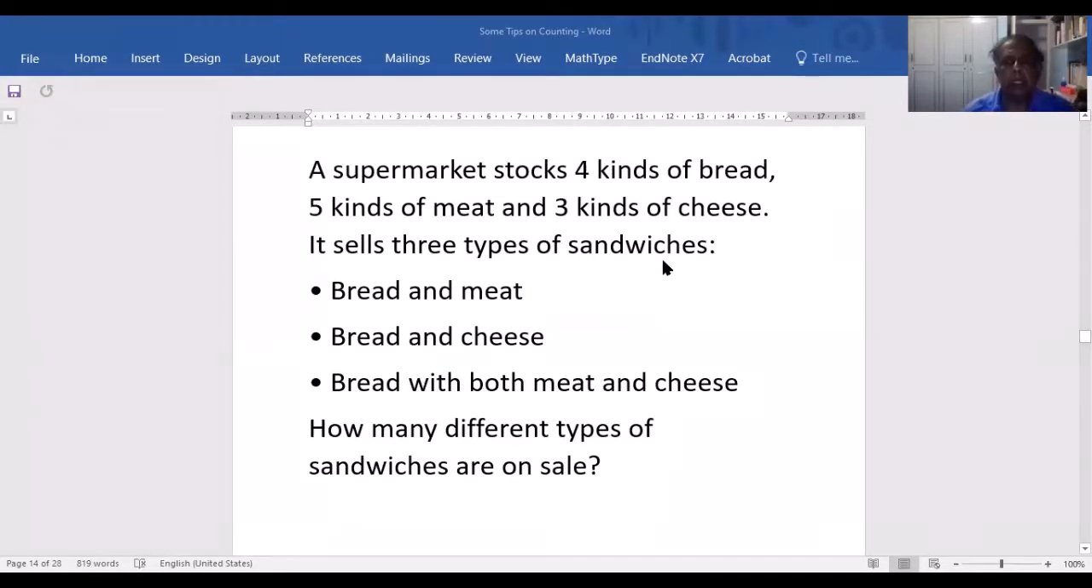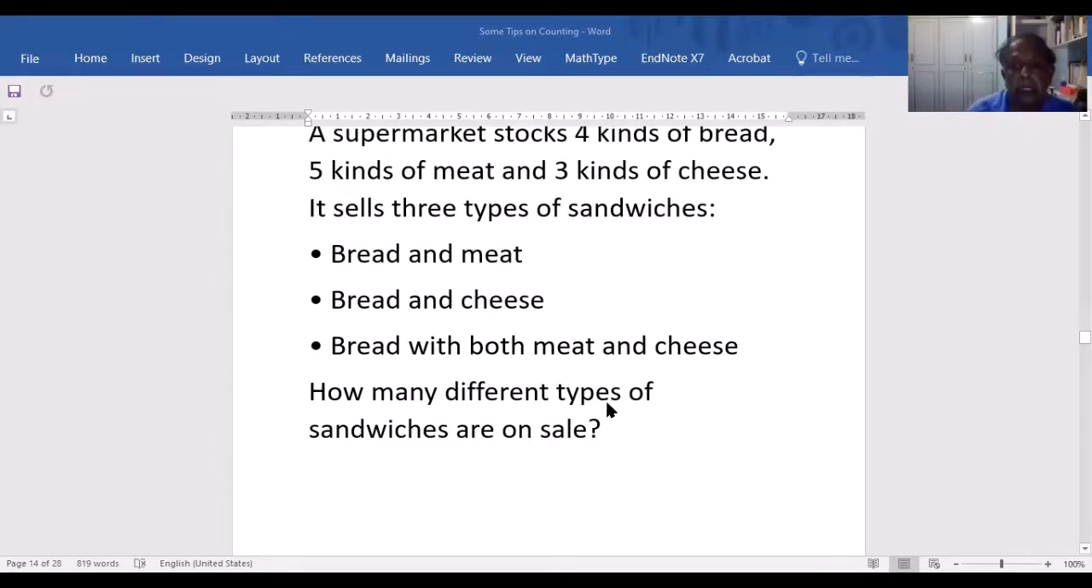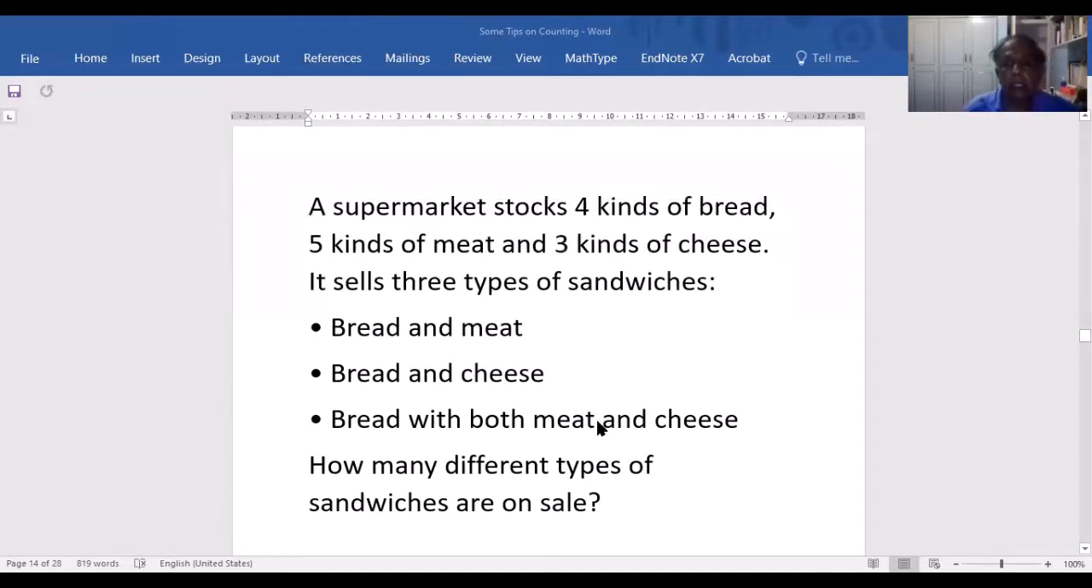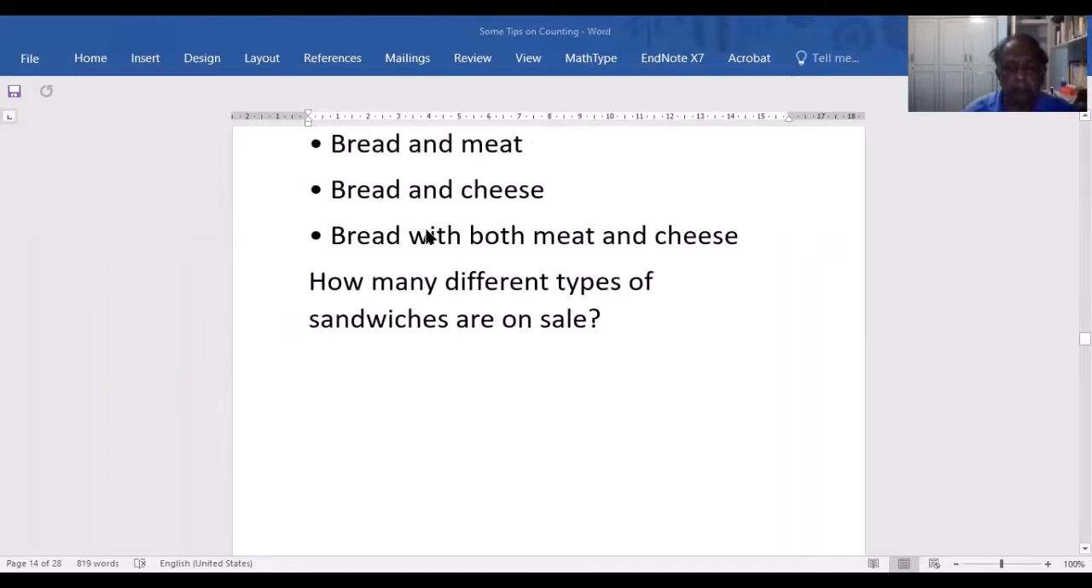The supermarket stocks four kinds of bread, five kinds of meat, and three kinds of cheese. I'm not going to go through this thing here. I will go through this thing. It's not as easy as it looks. Okay, so you've got four kinds of bread.